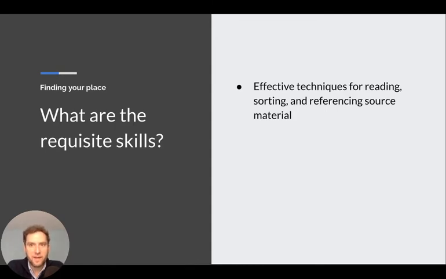You have to find effective techniques for reading, sorting, and referencing source material. So those academics out there are probably smiling because this is something that you do a lot. If you're an academic researcher or even a student, reading and sorting through reference material is something that you do a lot. However, you have to do this in the context of AI governance and AI ethics materials.